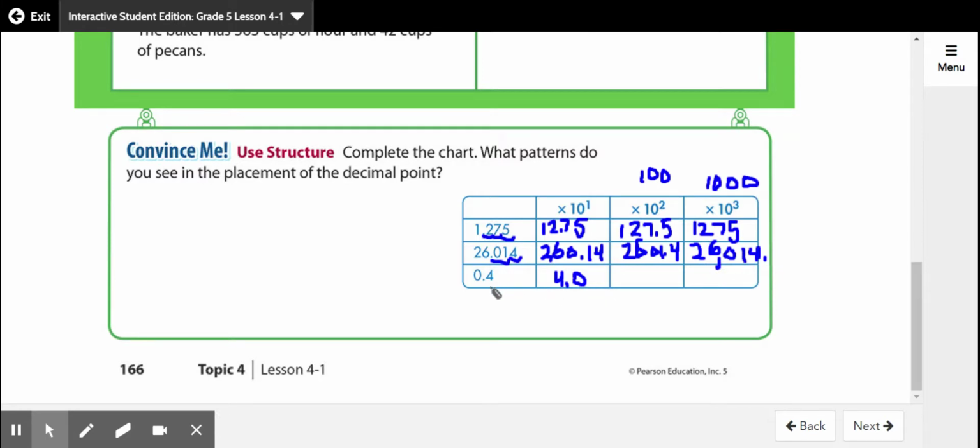Now down here, we moved it over once for 10. Then we need to do it twice for 100. Then I would add my 0 there. So this would be 40. And then one more time. Now I need 2 zeros, so that'd be 400. Again, you can always put a decimal at the end if you wanted to on these just to remember that you had it, but you really don't need it anymore.